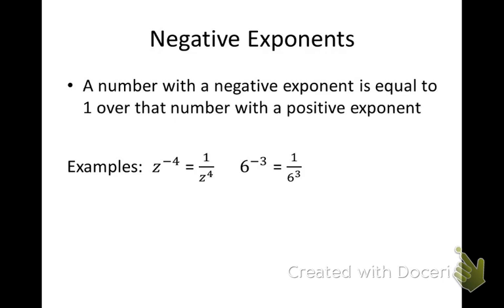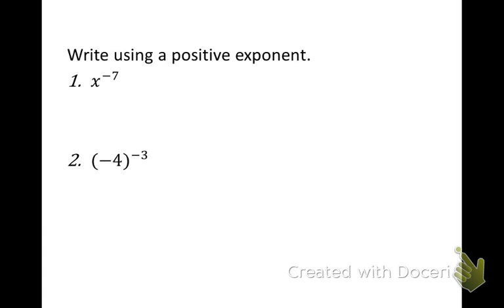6 to the negative 3 would be 1 over 6 to the third, and then if they do ask you to compute, you would have to go ahead and figure out what 6 to the third is. So it depends upon if they're asked to write it in exponent form or as a number form. So let's see if we can use this rule and do some problems.